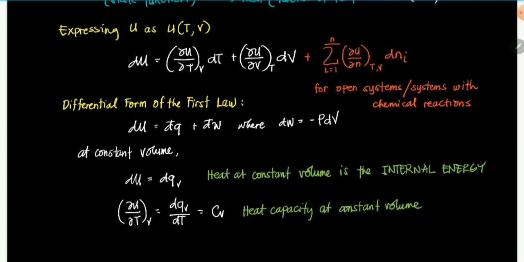Okay? Also, if you differentiate U with respect to temperature at constant volume, you will get CV. So, CV is the heat capacity at constant volume. So, this is the amount of heat that you need to supply to the system for it to change its temperature by 1 unit. Okay? So, kumbaga, kung gusto mong i-raise yung temperature, for example, from 25 degrees Celsius to 26 degrees Celsius, you have to input some amount of heat.